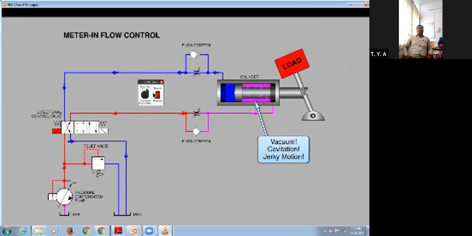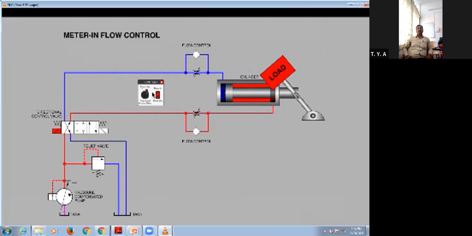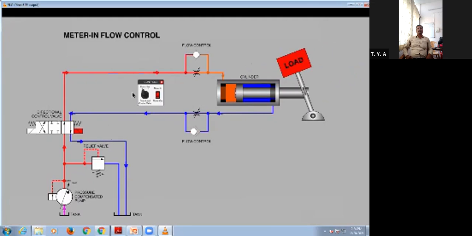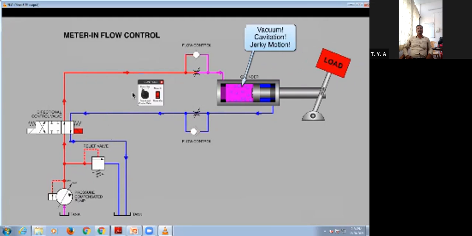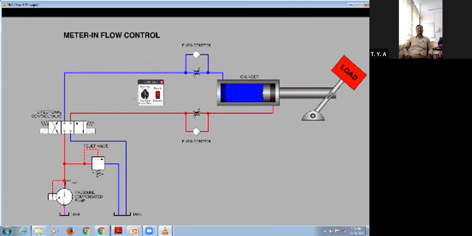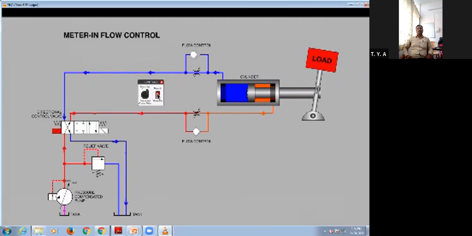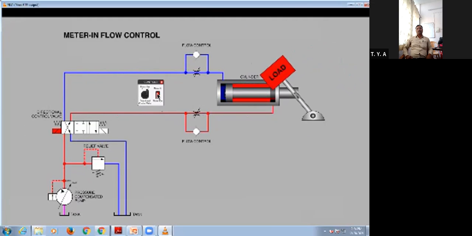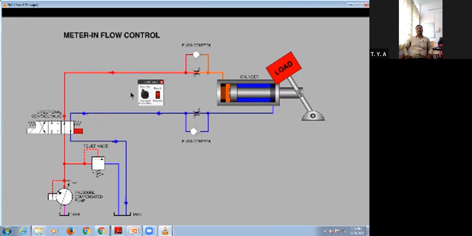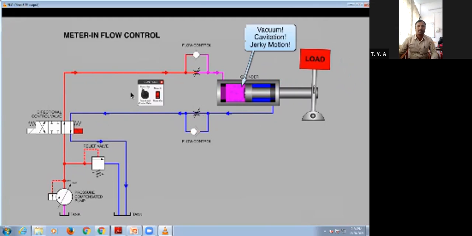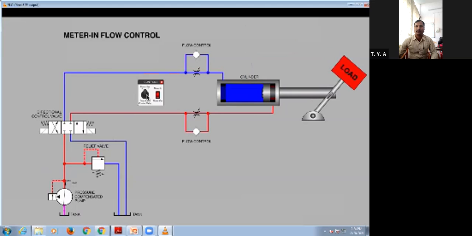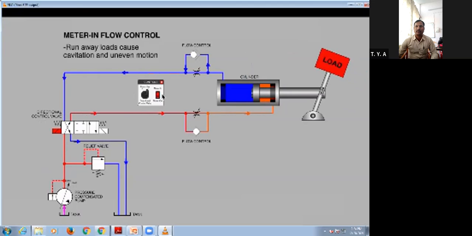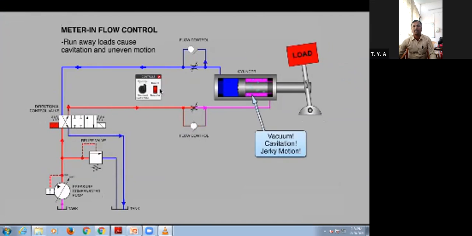In this case, we could tell that not all is well with the meter in scenario. What we find out is that it's working well until the point at which the load goes over center, and then the cylinder rod is being moved perhaps a little faster by the load running away than the pump and valve can supply to the cylinder, and hence the very uneven motion that we're seeing, and perhaps even the formation of some cavitation void in the cylinder. A very uneven motion with plenty of undesirable effects.